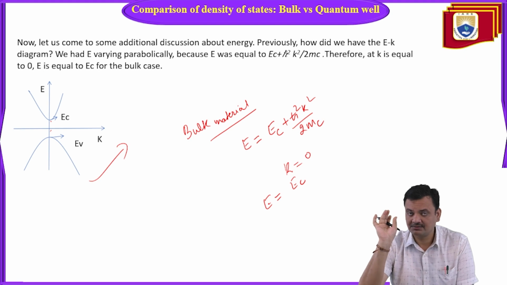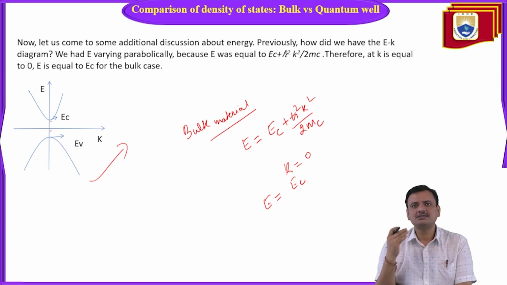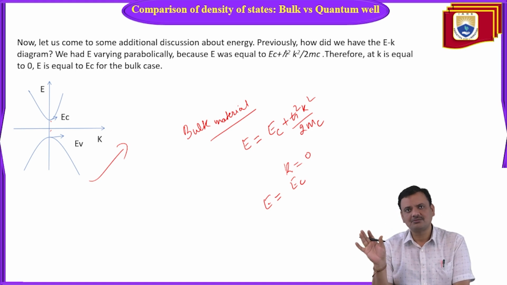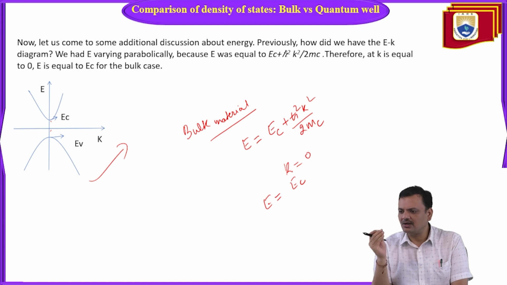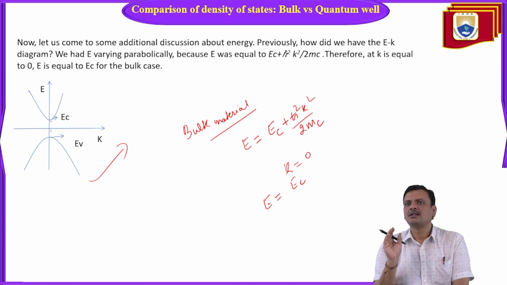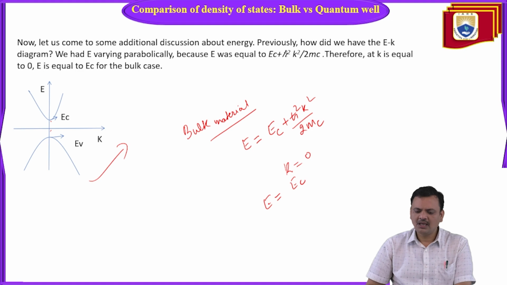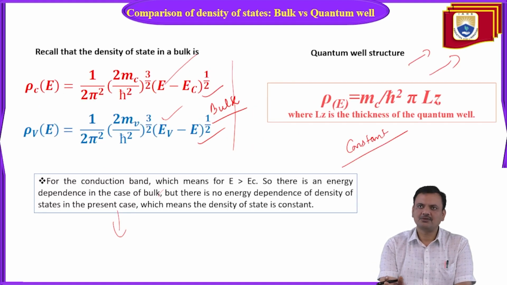Okay. Once k is equal to 0, E is EC in the bulk case. But for the quantum well case, why are we discussing the characteristics of the quantum well structure? What changes occur in its band structure and its density of states? So see, in the density of states, what are the changes? In the quantum well structure, the density of states is constant, but in the bulk case, your density of states will vary according to E to the power half. Okay, this is the first point.